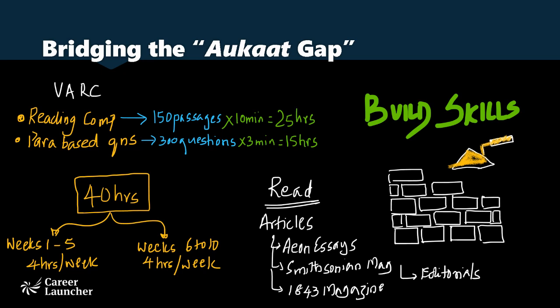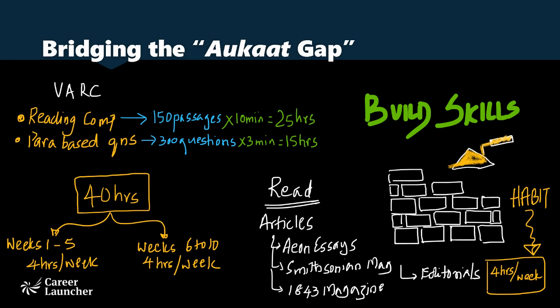You can probably pick up Smithsonian Magazine, an online site that has got a lot of articles. 1843 Magazine, if you want to look at some art kind of passages. You can also pick up editorials, The Hindu or Indian Express. Read editorials, or even editorials of a newspaper like The Guardian or New York Times. And let's create this habit of saying that I want to read articles. Maybe have that as a habit.